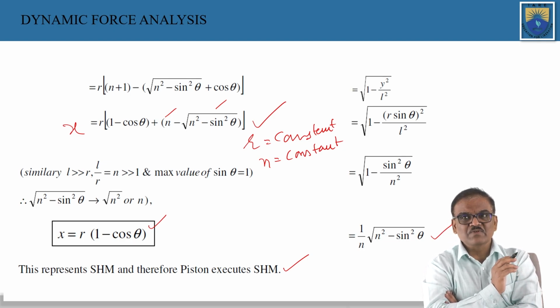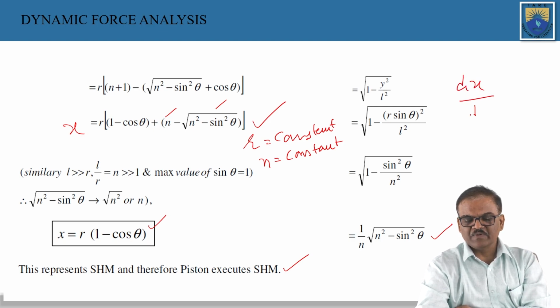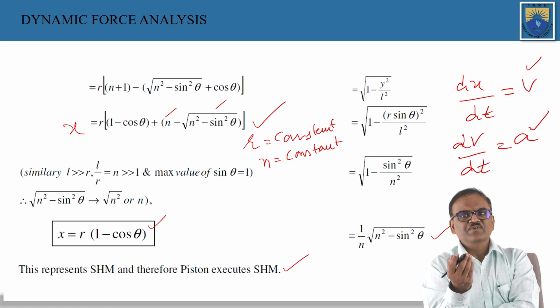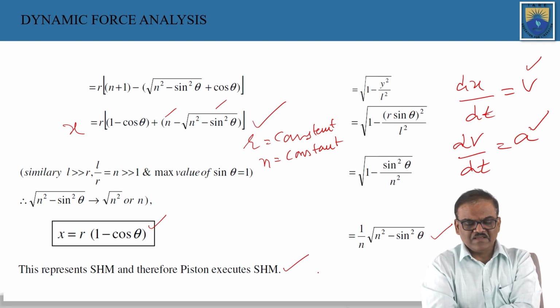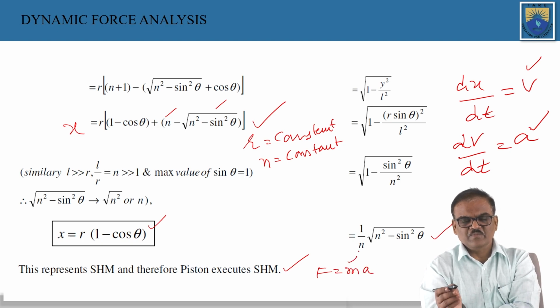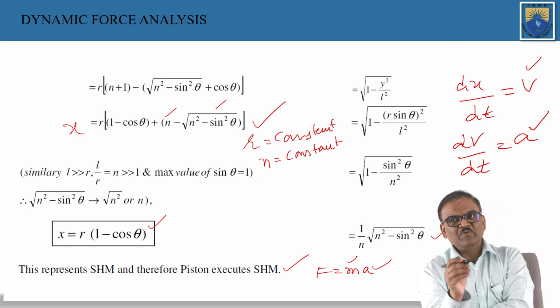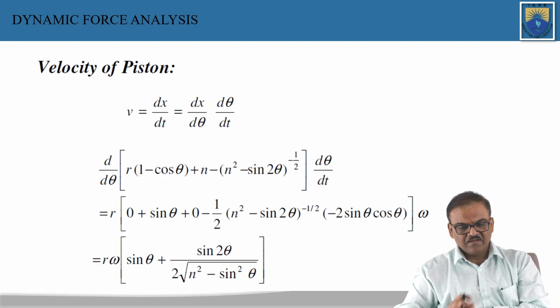Further, once we get the simple harmonic motion, we have to determine dx by dt as the velocity, then dv by dt as the acceleration. These are the velocity and acceleration of the piston. These two terms we need to determine because when you want to find the inertia force of the piston, F is equal to ma, where m is the mass of the piston and a is the acceleration of the piston. That will affect your turning moment. The objective of this displacement, velocity and acceleration exercise is ultimately to consider the inertia effect of the piston on the engine for determining the turning moment. That is the objective behind this whole exercise.